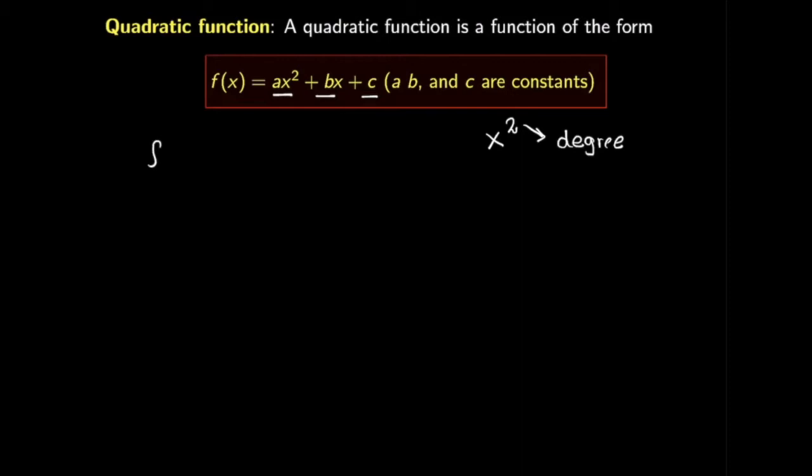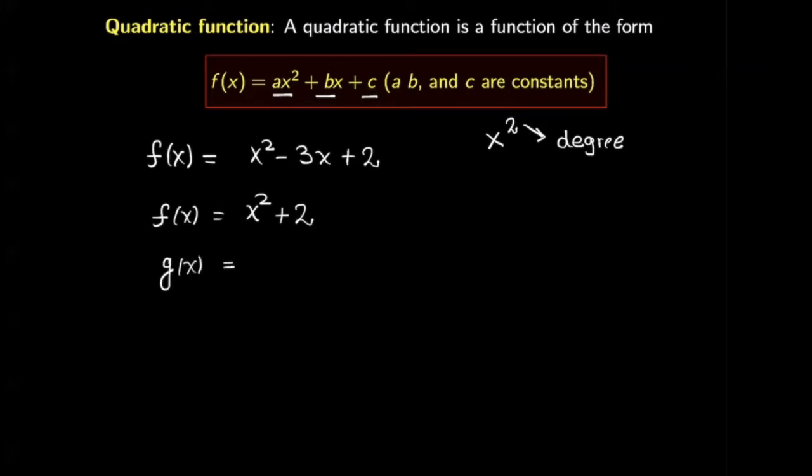Let me give you a few examples of quadratic functions. f of x is equal to x square minus 3x plus 2. This is a quadratic function. Or f of x is equal to x square plus 2. This is also a quadratic function. g of x is equal to x square minus 3x. This is also a quadratic function.